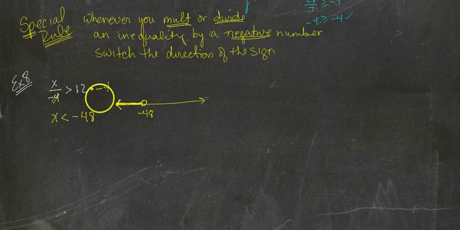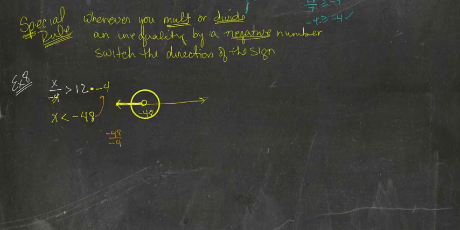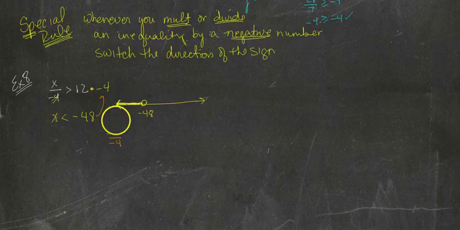And then when I want to check one, just to make sure I've got the right region, I'm going to choose, let's see, negative 48 divided by negative 4. Oh, I'm not going to choose negative 48 because it's not included. So let's choose negative something that divides by 4. How about something bigger than negative 48 that also divides by 4?